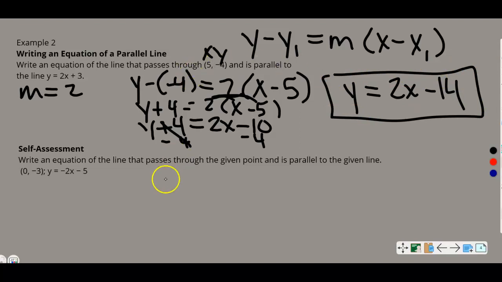All right, I want you to take a moment and try to do the self-assessment. It says write an equation of the line that passes through the given point and is parallel to the given line. It gives you a point and an equation.